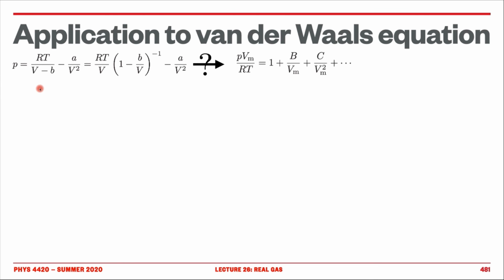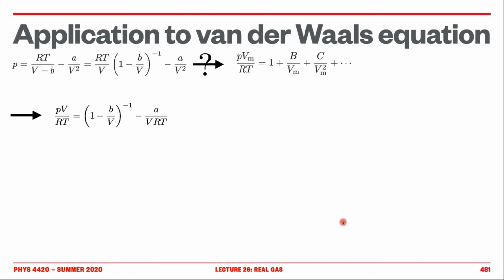So the question is, how can we write this equation into the form of the virial expansion? How can we do this? Well, I just rewrote this equation here, making sure that I have PV over RT on the left-hand side.